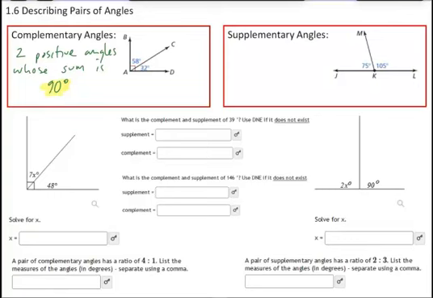You could have also taken these angles here. If this is a 58-degree angle as well, then this angle and this angle are also complementary. So they don't have to be connected or adjacent to each other, but they do have to add up to 90 degrees. A pair of supplementary angles are going to be two positive angles whose sum is 180 degrees. And so those are the differences between those. And once again, they don't have to be adjacent to each other, but they do have to add up to 180 degrees.